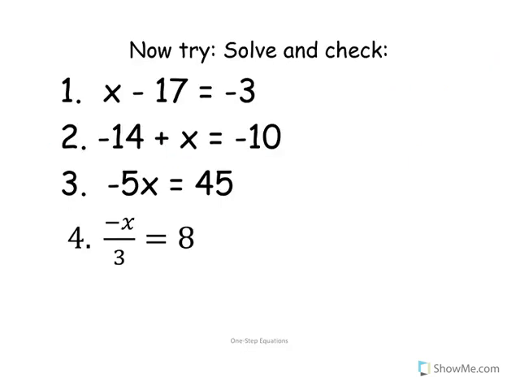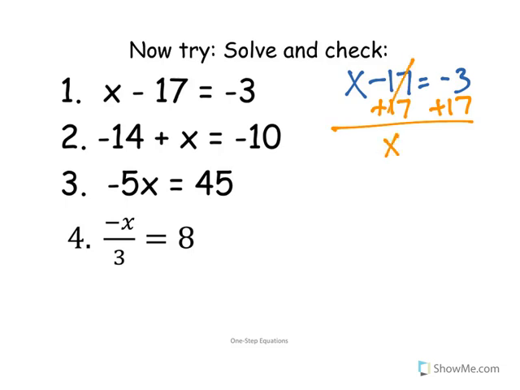All right, guys, so here's your now try. I want you to try these, okay? And you can pause it to try them, and then I'm going to go over it. So for the first one, I get x minus 17 equals negative 3. I'm going to add 17 on both sides. Negative 17 plus 17 is 0. Negative 3 plus 17 is 14. And if we check it, 14 minus 17 is negative 3.